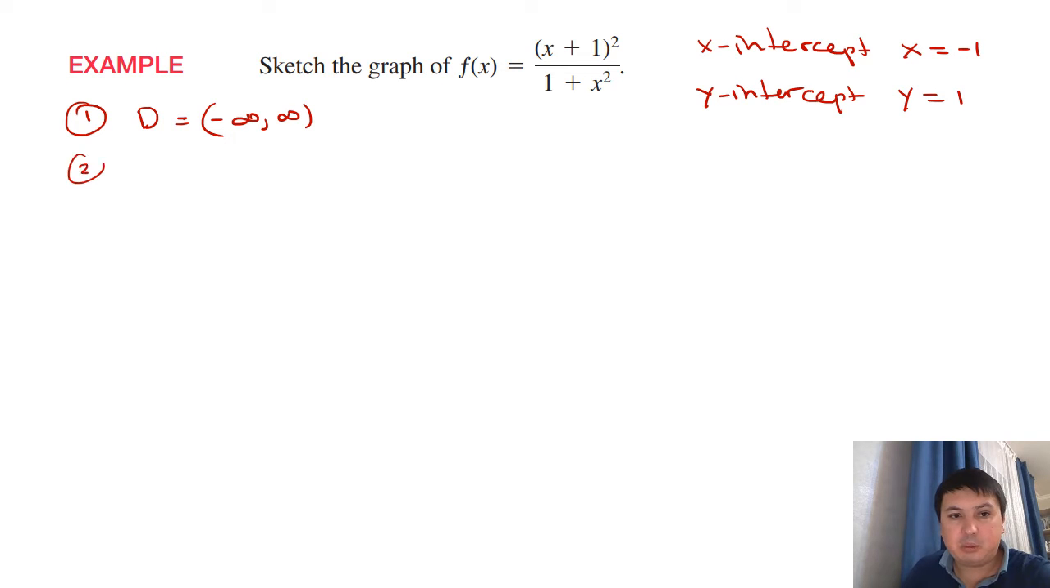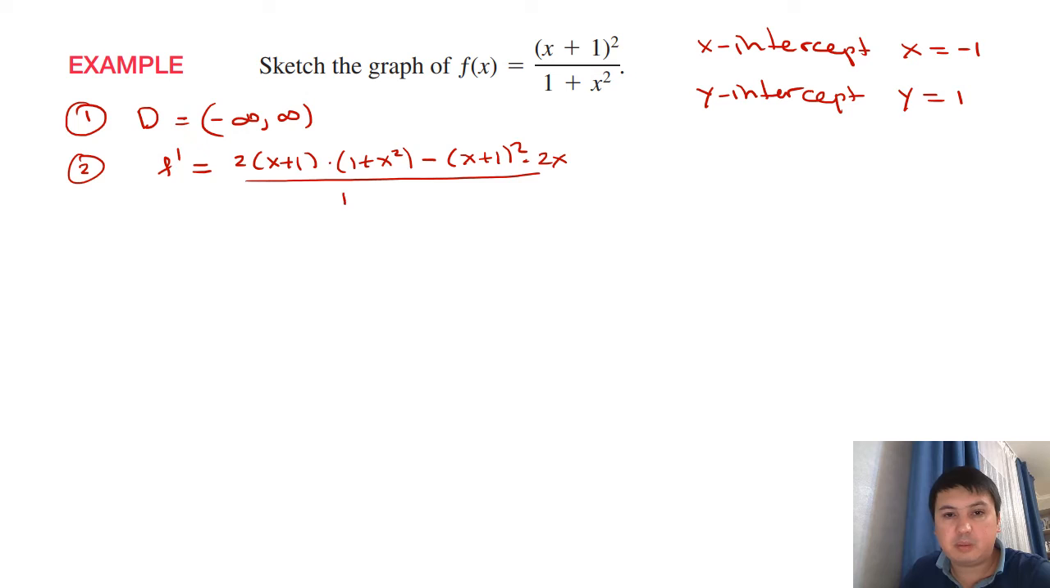Okay, what next? Next we find derivatives, right? Let's take the first derivative and apply the quotient rule. We have (2x plus 1) times (1 plus x squared) minus (x plus 1) squared times 2x, divided by (1 plus x squared) squared. After simplification it becomes (1 minus x squared) divided by (1 plus x squared) squared.